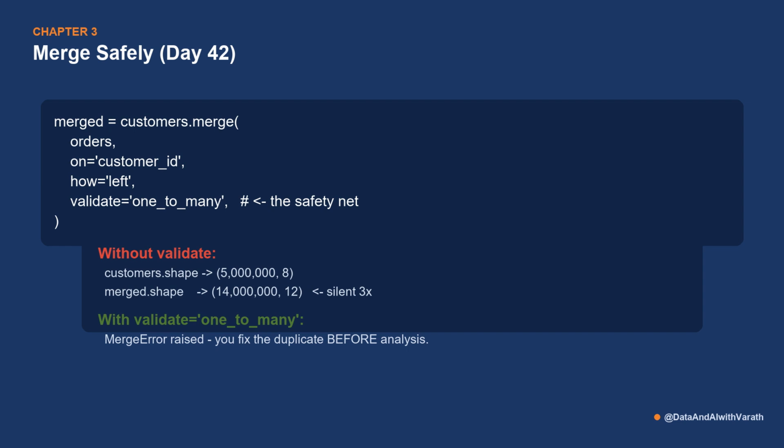Your dashboard lies. The fix is one argument: validate equals one_to_many. Pandas raises a merge error at the right time. You catch the duplicate before analysis. This one keyword is the difference between shipping insight and shipping fiction.